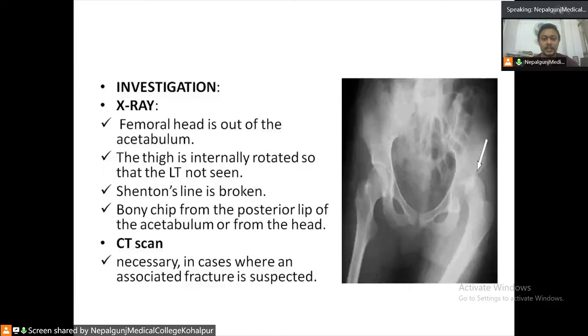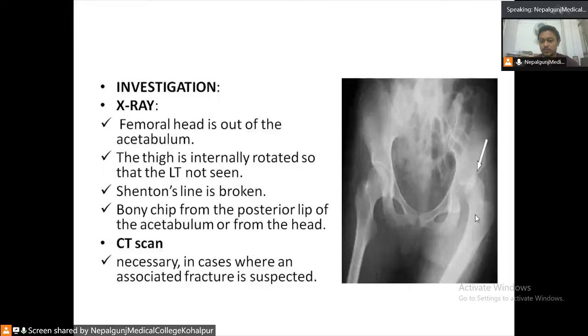So starting with the X-ray, you see the femoral head is out of the acetabulum. So this is the normal side. The head is inside the acetabulum, but in this case the head is outside the acetabulum. The thigh is internally rotated, and if the thigh is internally rotated, the lesser trochanter is not seen. So the lesser trochanter is not seen on this X-ray, and the Shenton's line is broken.